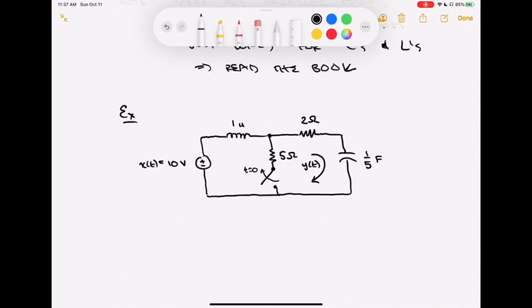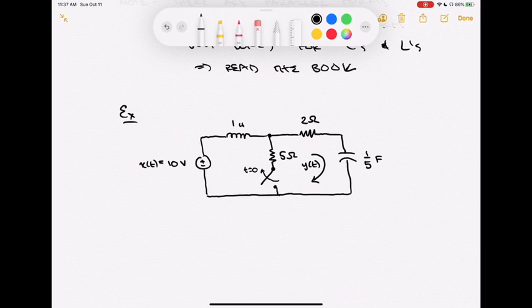For the zero input, I'd have to find the natural modes, and I'd have to find the coefficients using those initial conditions. For the zero state, I'd have to find the impulse response of the circuit. Then once I had that impulse response, I'd have to convolve it with the input, and then I'd have to add those two pieces together. A lot of work involved in that.